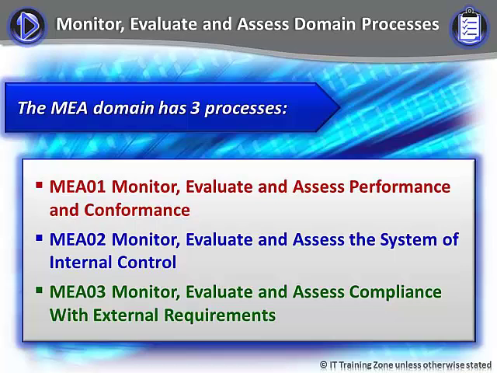The final domain is Monitor, Evaluate, and Assess, or MEA. This domain has 3 processes. MEA 01, Monitor, Evaluate, and Assess Performance and Conformance; MEA 02, Monitor, Evaluate, and Assess the System of Internal Control; and MEA 03, Monitor, Evaluate, and Assess Compliance with External Requirements.